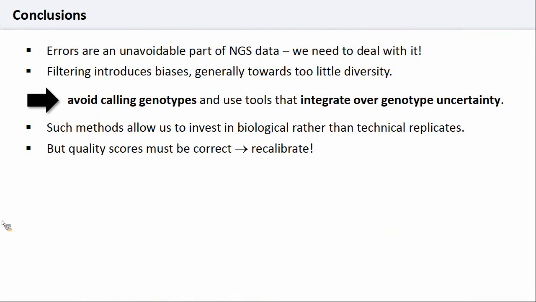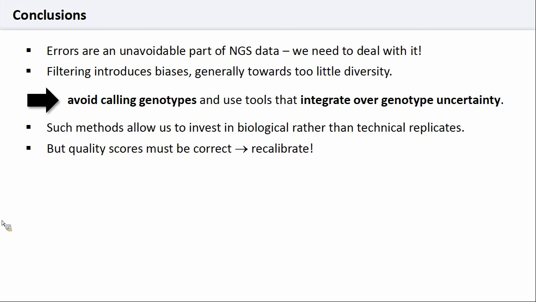Okay, so let me sum up some conclusions. First, some general conclusions that I think we can learn from working with this type of data and apply maybe to other data. So first of all, errors are an unavoidable part of NGS data. All of you working with NGS data know that, and we have to find a way to deal with it. Just ignoring it seems not to be a very clever strategy, as we've seen at least in this case.